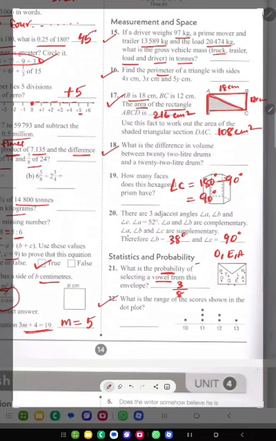Question 22. What is the range of the scores? Range is biggest number minus smallest number. Okay, this is a dot plot. So the biggest number is 13. I can see one dot here. The smallest number is 10. So it's 13 minus 10, which is 3.